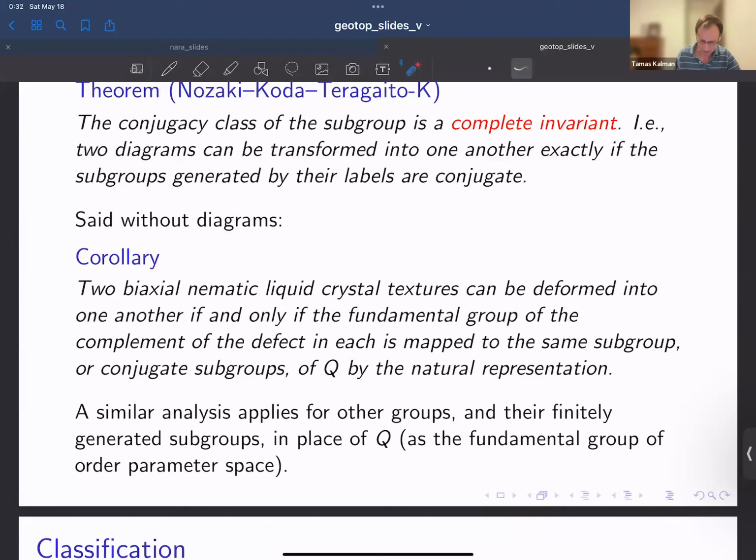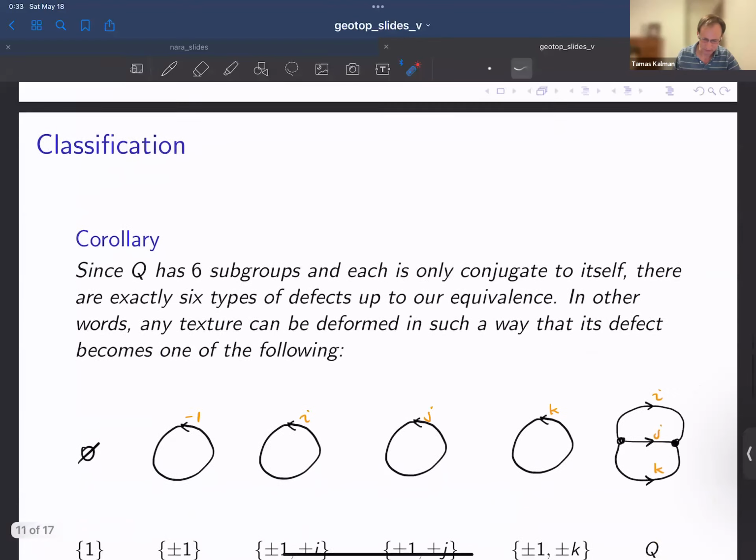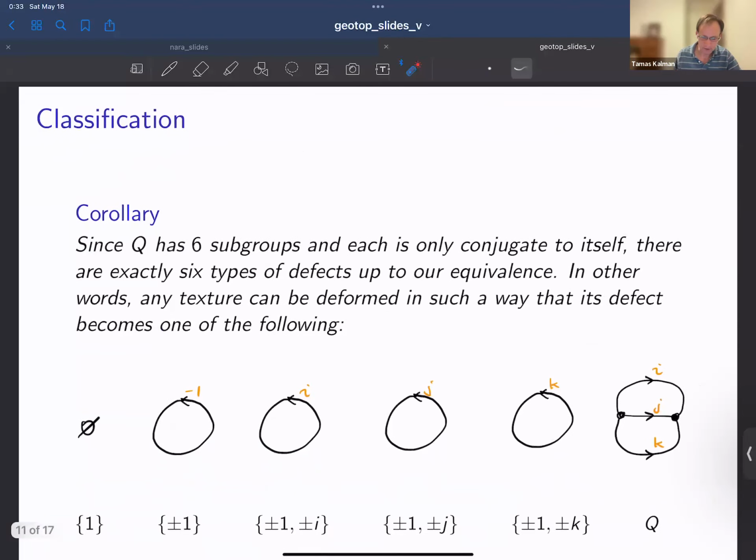Just as mathematical talk, if you can imagine some order parameter space in which the fundamental group is not Q, but some other group, in that case you would look at subgroups, in fact at finitely generated subgroups and their conjugacy classes, and the same results will go through. But let me not try to say such general things because they're sometimes difficult to even discuss. Instead, let me concretely say what all this means for the classification.